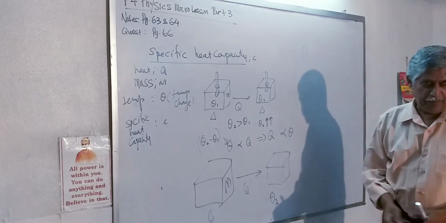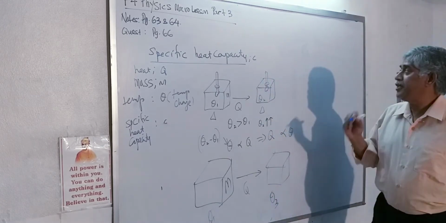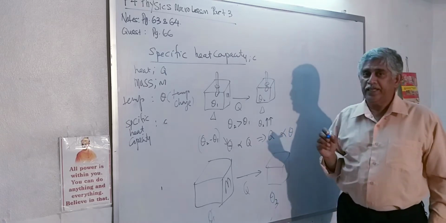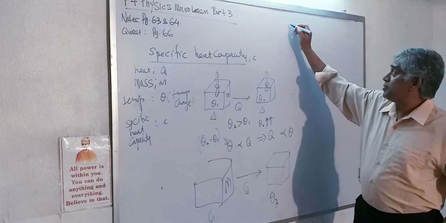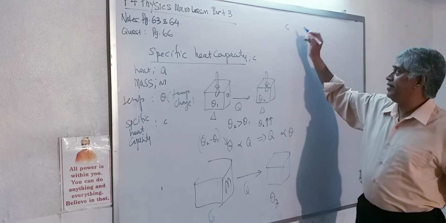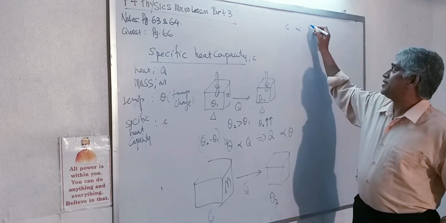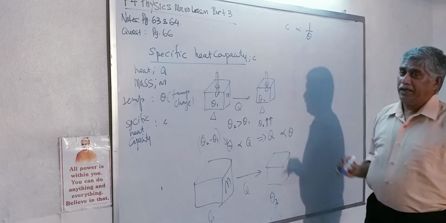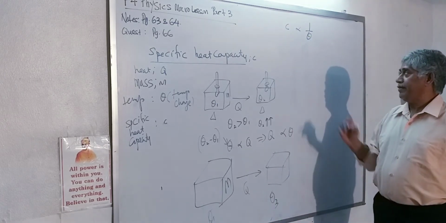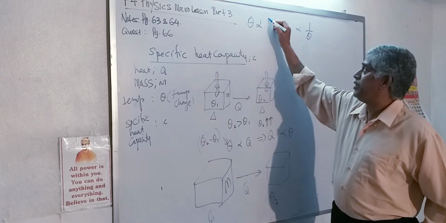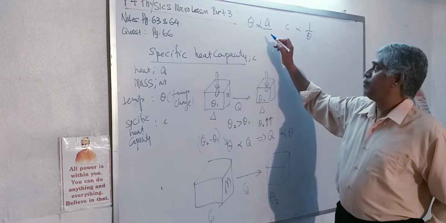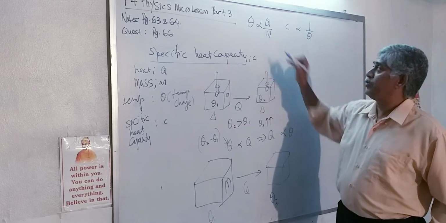So remember this. Let's say the material has a smaller specific heat capacity. That means it becomes hot faster. Copper becomes hot faster. So the specific heat capacity of the material is inversely proportional to the temperature rise. Just now what we got? The temperature rise is proportional to the amount of heat, and inversely proportional to the mass.